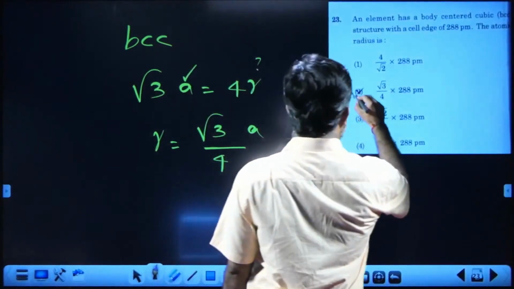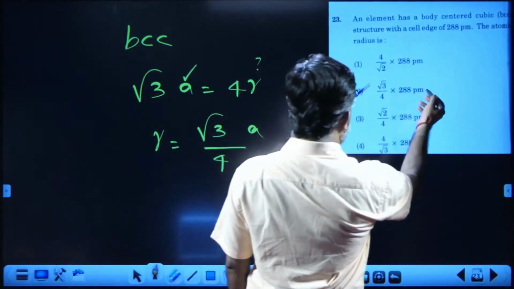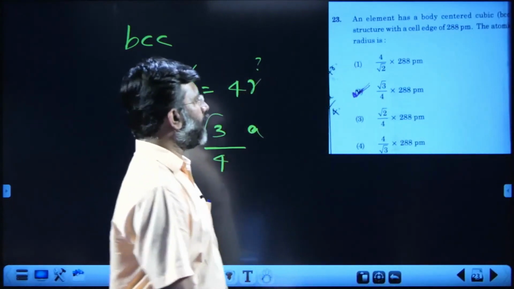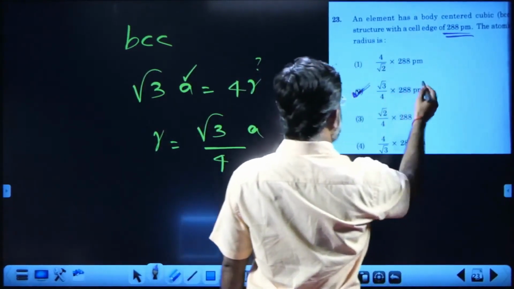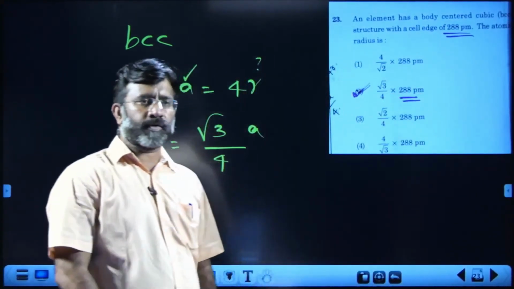Option 2. Root 3a by 4. A is given. Root 3a by 4. Second choice is the correct answer.